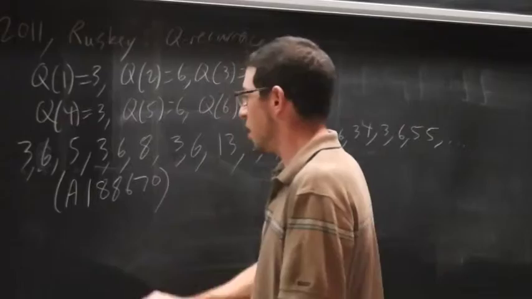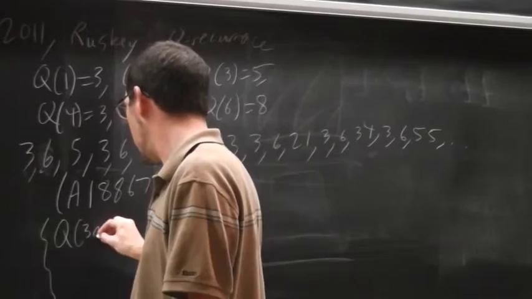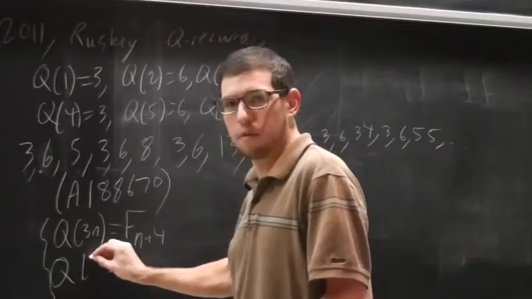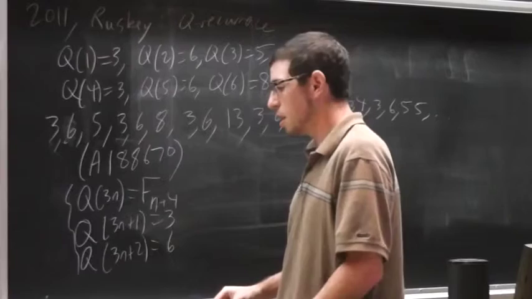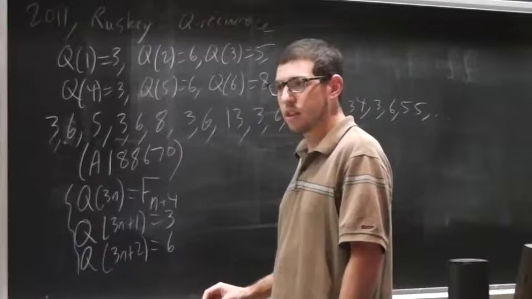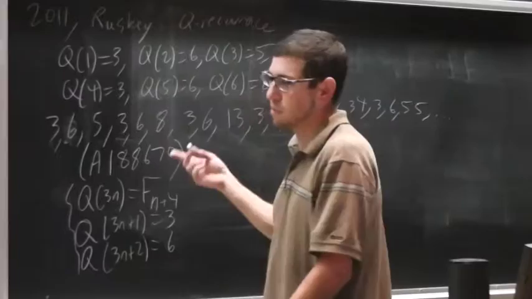And the formula here: Q of 3n is f sub n plus 4. Q of 3n plus 1 is 3. And Q of 3n plus 2 is 6. So these are what are called interlacings of recurrent sequences, where in your case, two of them are just constant sequences. This is a class that's been studied by various people. This is the type of thing that's going to show up, and that's the type of thing we're going to generalize after this.